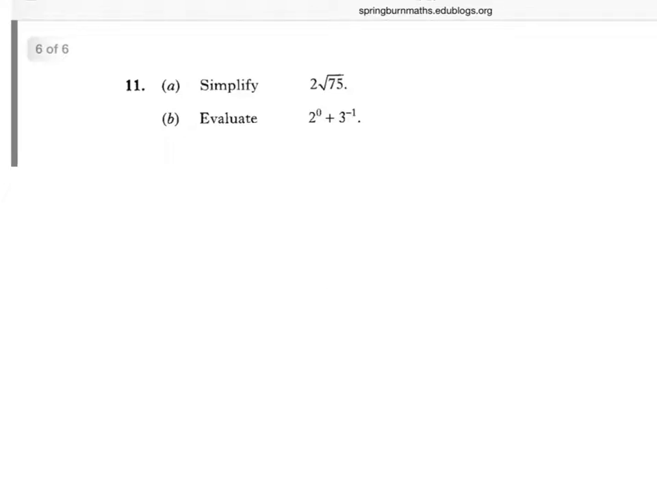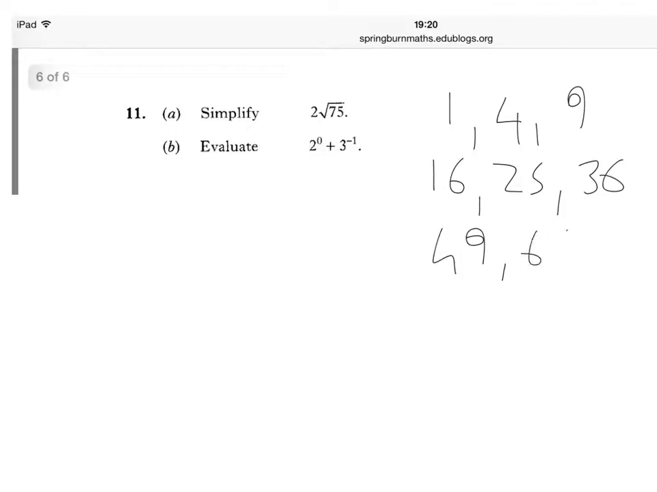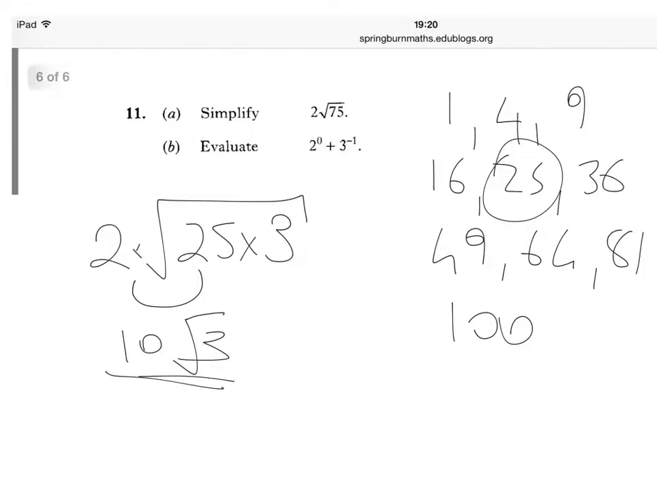Okay, section 28, question 2, 11a: simplify 2 root 75. So again, that's a surd, so I'm going to think about my square numbers between 1 and 100. Now the one in the list that's the biggest factor of 75 is 25. So I can now write 2 root 75 as 2 times the square root of 25 times 3. The square root of 25 is 5. That will then get multiplied by 2, which is 10. And that's 10 root 3.